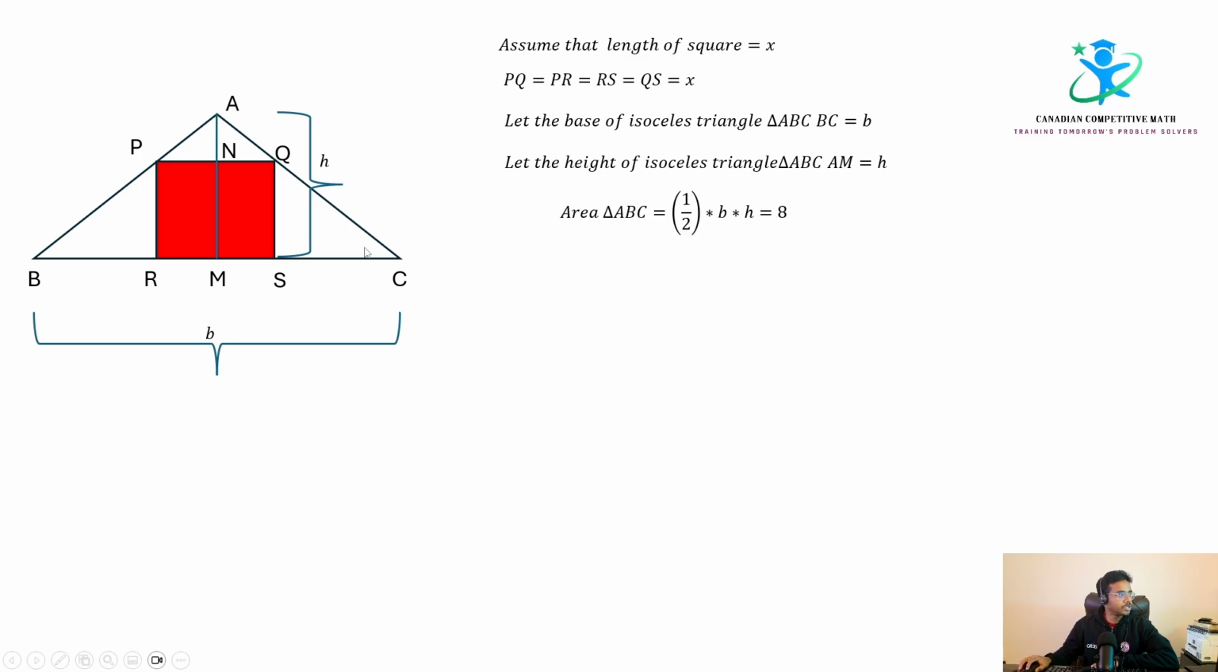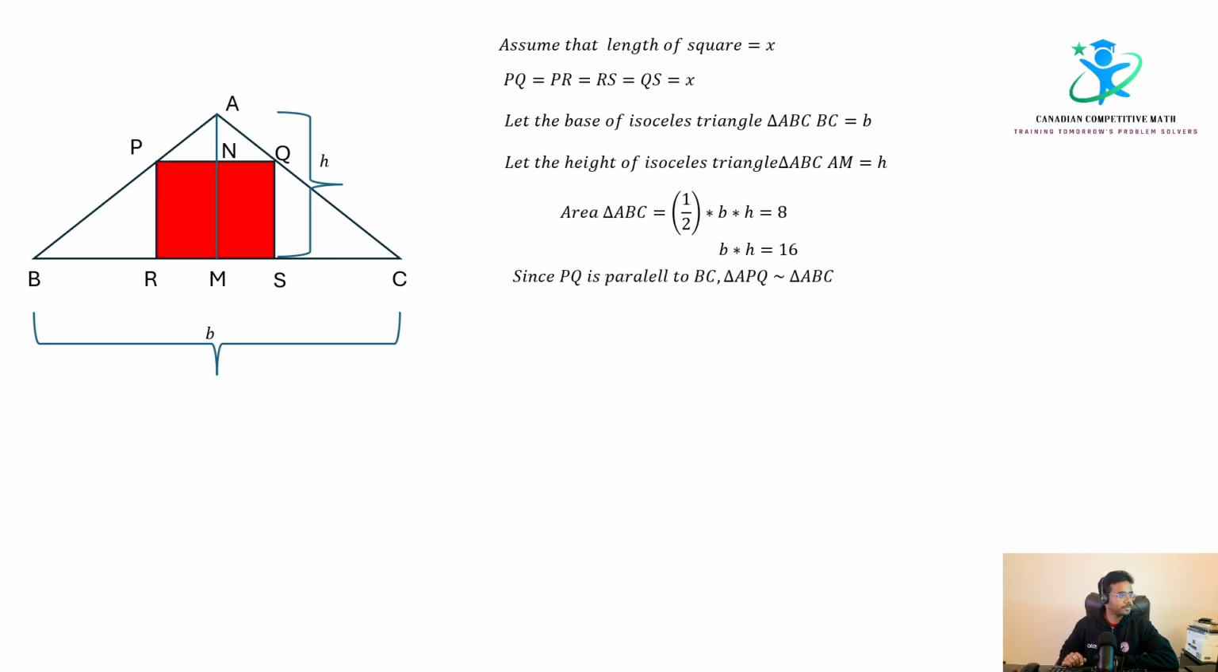So the area of the triangle ABC, we know the area of the triangle formula. It is half times base times height. So base we assume is b, height we assume is h. So half times base times h equals 8. So base times height equals 16. All good till now. So we started with 16, which is from the 8 units, the area of the isosceles triangle, and we related that to the base of the triangle and the height of the triangle.